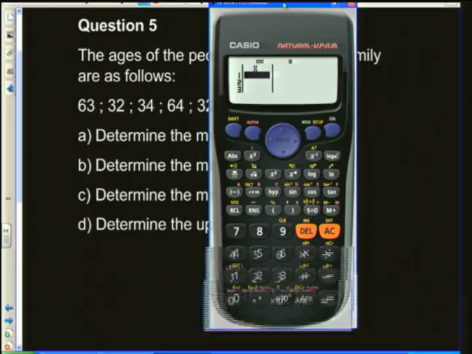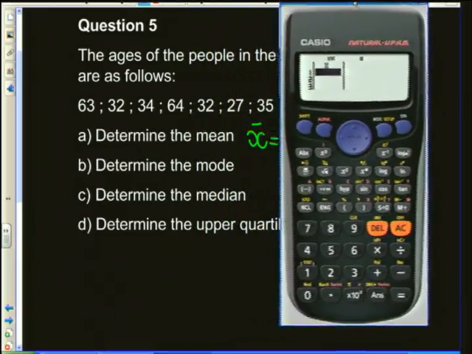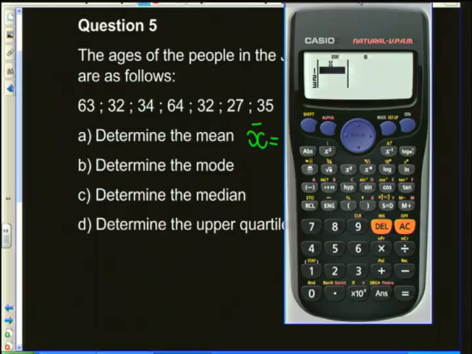Okay. Right, so what we're now going to do is type in all the data. So I've got an age of 63. I've got an age of 32. I've got an age of 34. I've got a 64. I've got a 32. I've got a 27. And I have got a 35.